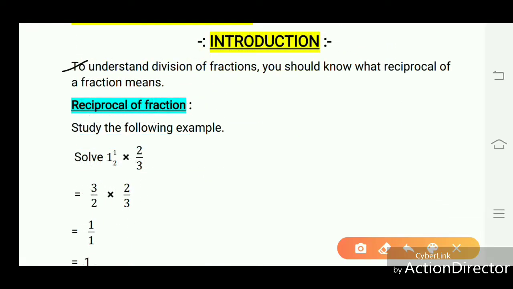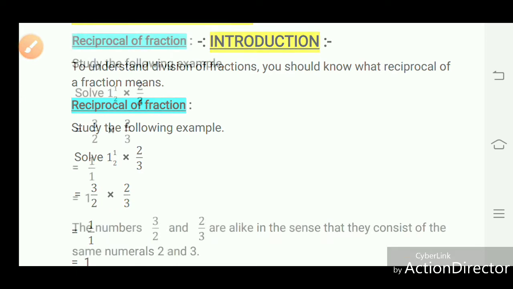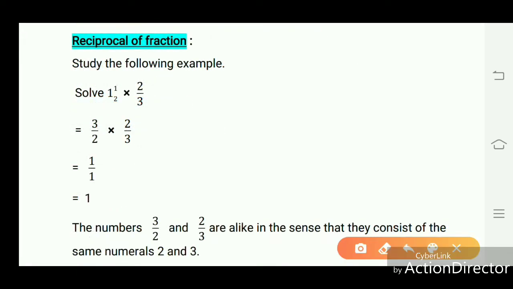To understand division of fractions, you should know what the reciprocal of a fraction means. Here we will learn about the reciprocal of a fraction. Study the following example. Solve 1 whole 1 upon 2 multiplied by 2 upon 3.